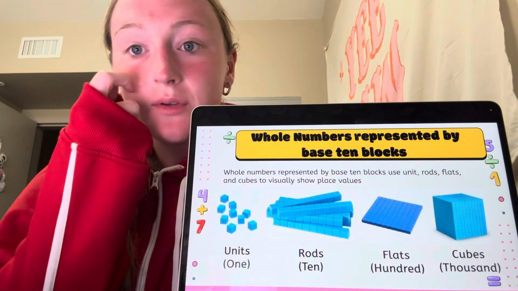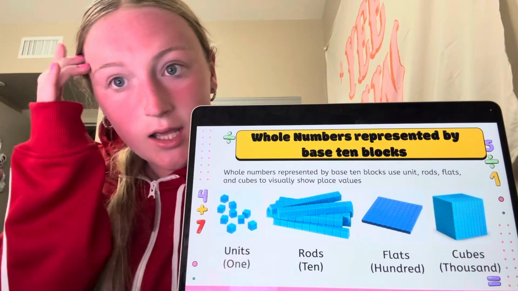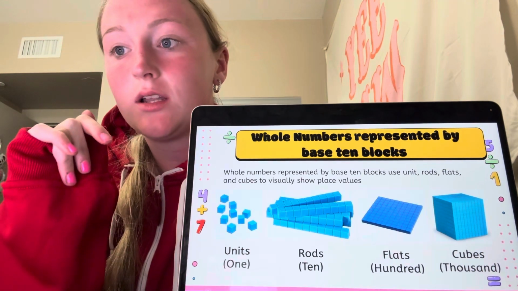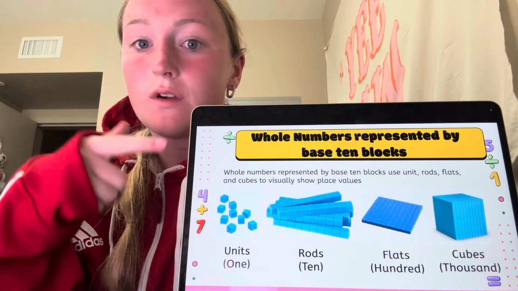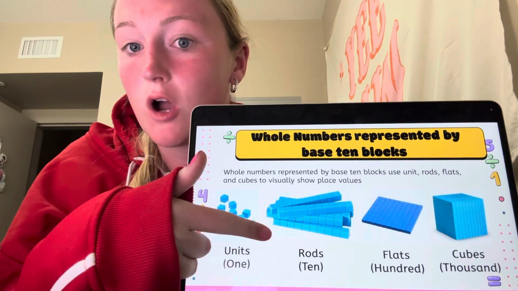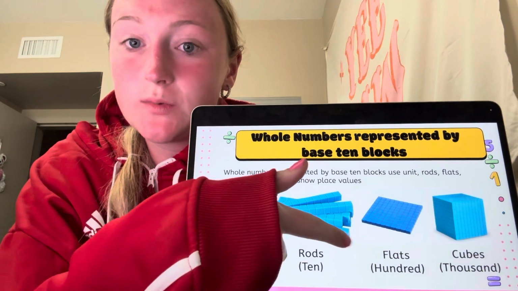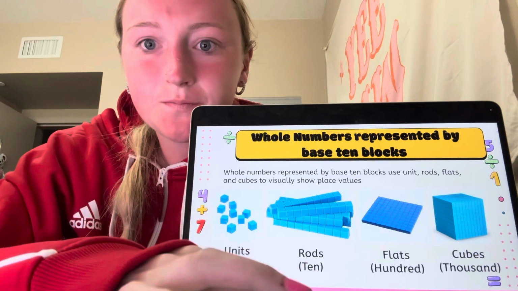The whole numbers can be represented by base 10 blocks, which give the visual representation, and there are different things we use to show the place value. So for the ones place, we use units. For the tens, we use rods. For 100s, we use flats. And for the thousands place, we use cubes.